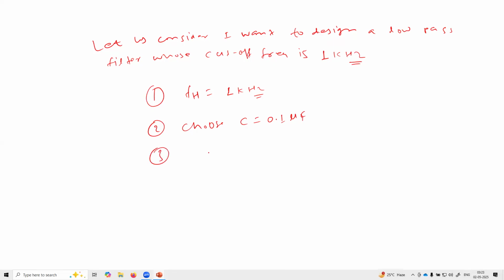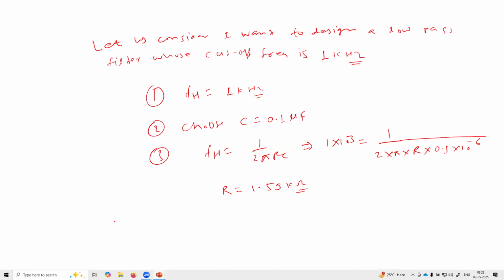Now the third step is we know fH is equal to 1 upon 2 pi RC. From here, we can put 1 into 10 to the power 3 equal to 1 upon 2 into pi into R into C, 0.1 into 10 to the power minus 6. Whenever you solve it, you get the value of R equal to 1.59 kilo ohm.